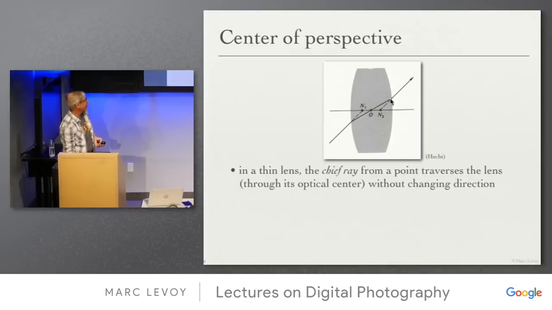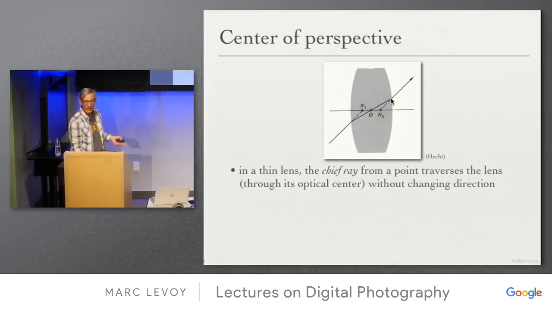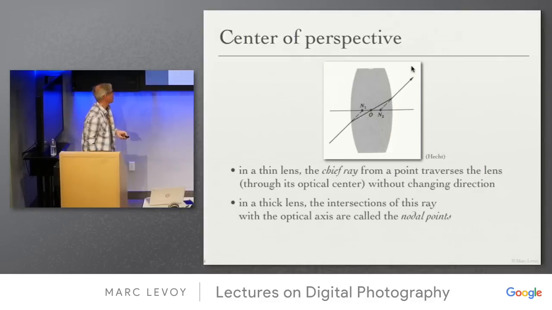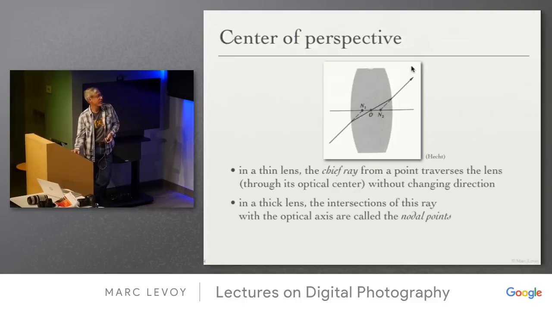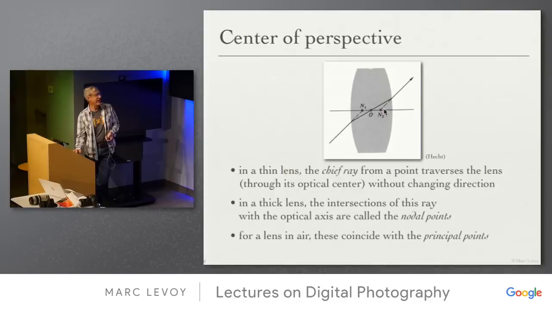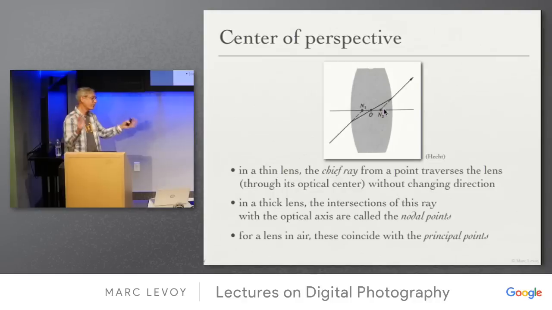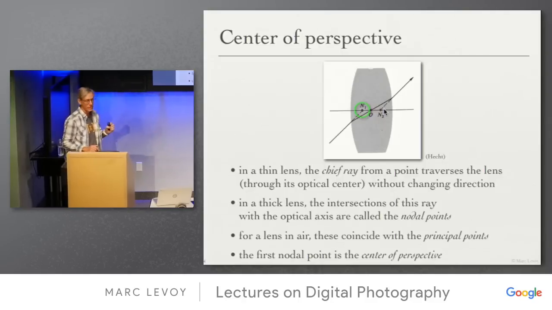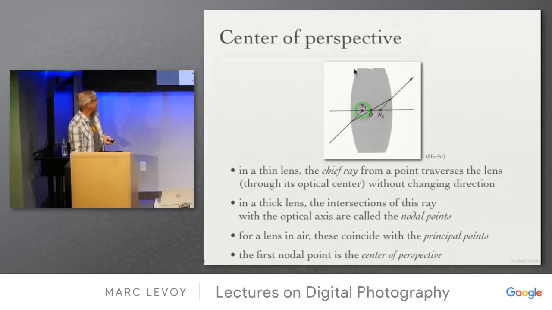They do shift a little bit in a thick lens, but they don't change their direction because of the way Snell's law works. So in a thick lens, the intersections of this ray with the optical axes are called the nodal points. For lens and air, these coincide with the principal points. Don't worry about these definitions. All you care about is that first nodal point, which is called the center of perspective. Because if you think about it, all the rays seem to come together to that.